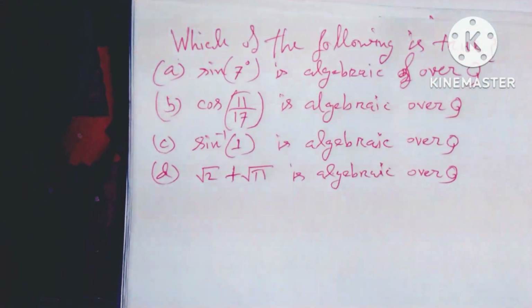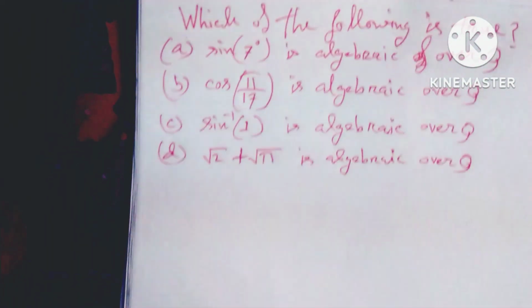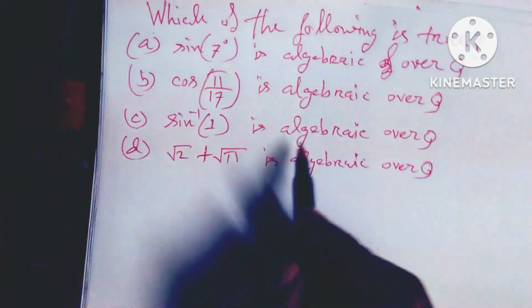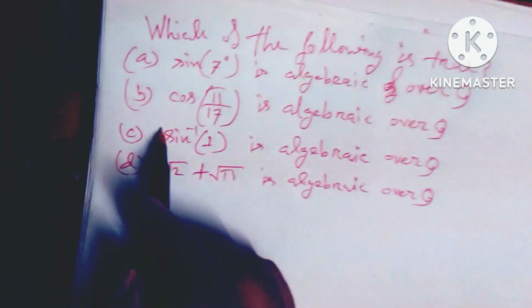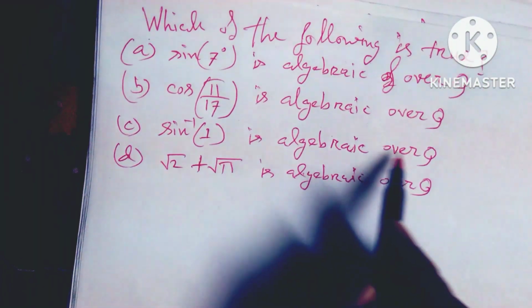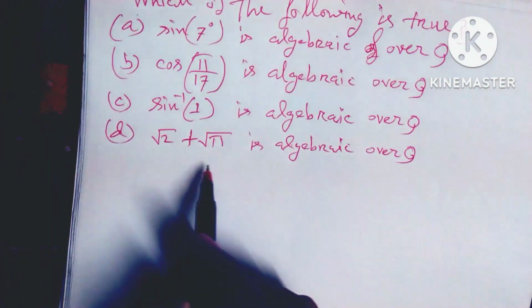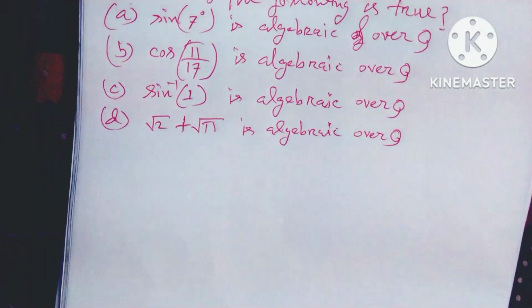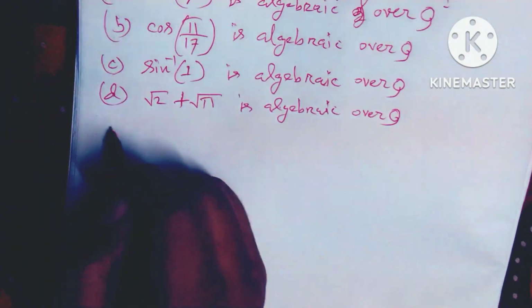Today's discussion is group theory, or rather ring field problem: algebraic over Q. Which of the following is true? A: sine 7 degrees is algebraic over Q. B: cos pi by 17 is algebraic over Q. C: sine inverse 1 is algebraic over Q. D: root 2 plus root pi is algebraic over Q. So friends, now let's start to solve this question.